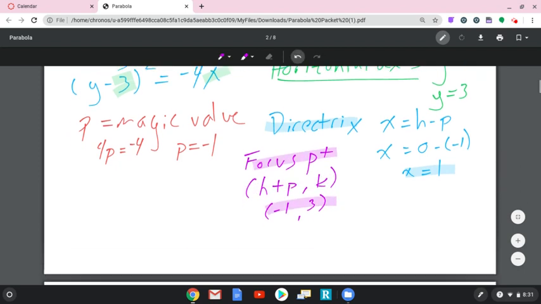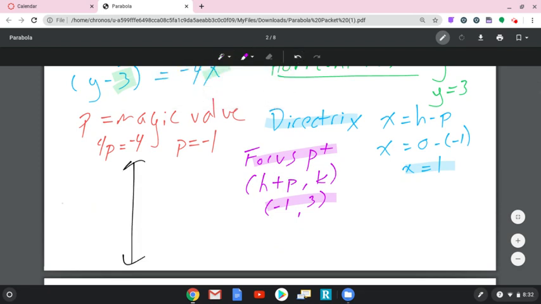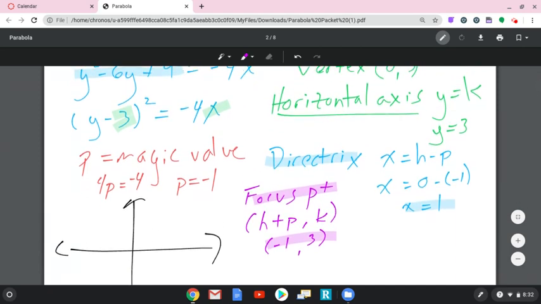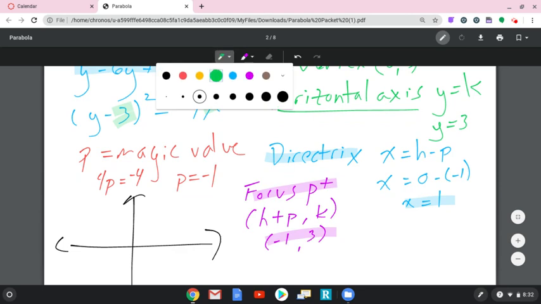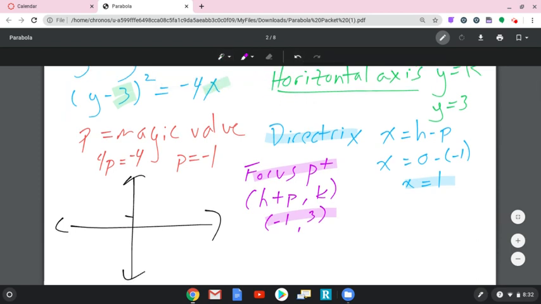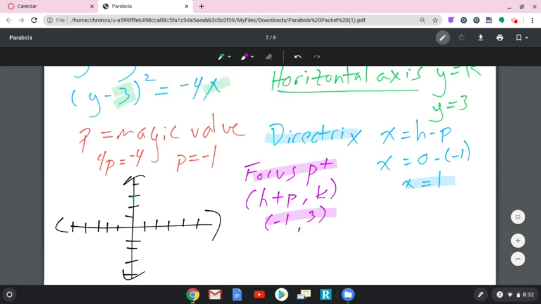Now we graph. Again, guys, simple graph, nothing crazy. So I have my simple graph. Let's graph our vertex first. My vertex is 0, 3. I'm going to make it a little thicker when I'm graphing. There is my vertex. That's at 0, 3.